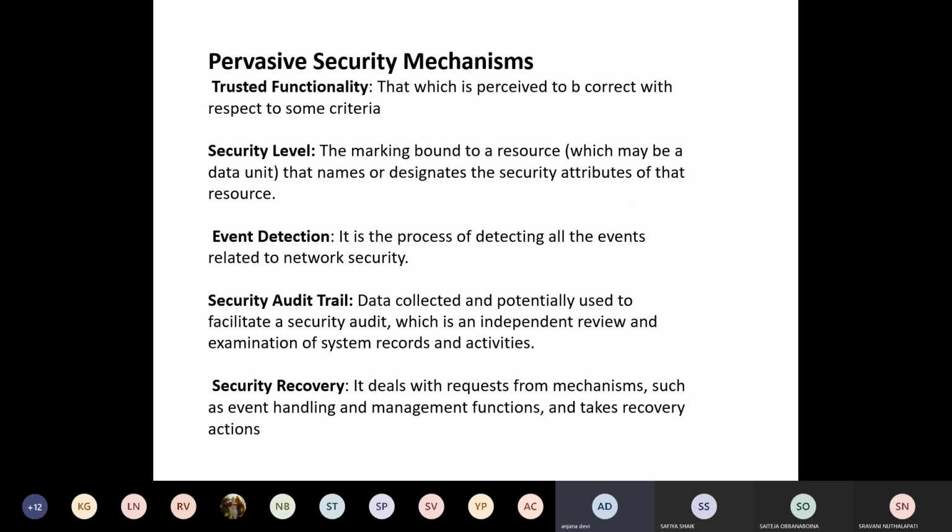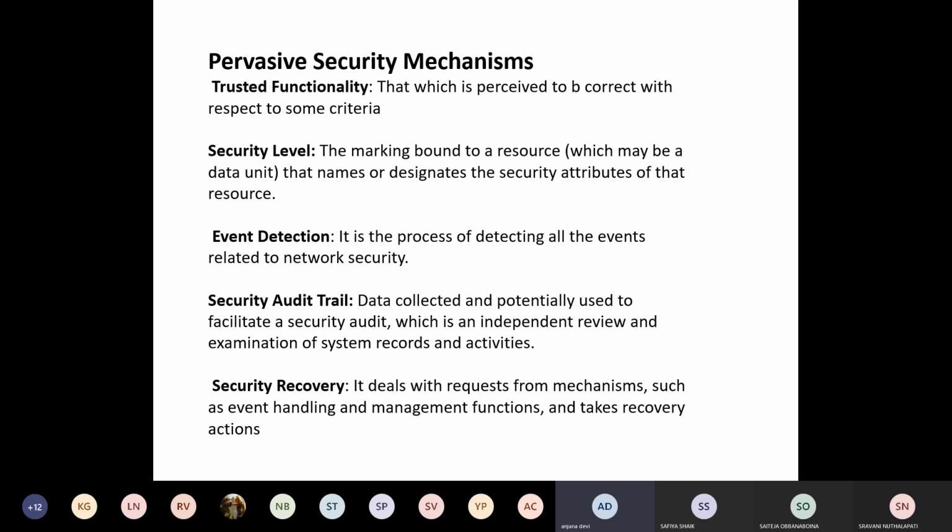Next, pervasive security mechanisms. Pervasive security mechanisms means, we have already said that in specific security mechanisms we are going to focus on some OSI related mechanisms and some protocols. Here we are not going to provide any type of OSI related mechanisms. Here we are not following any type of mechanisms. It is simply following its rule.